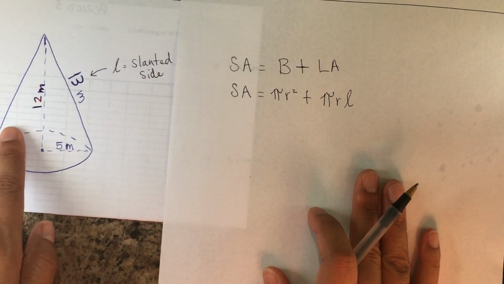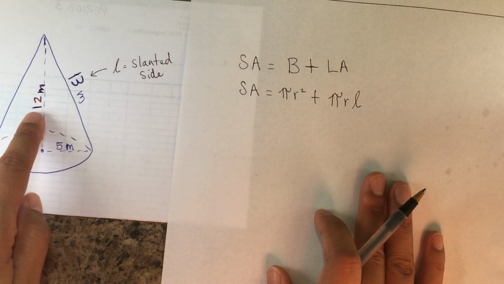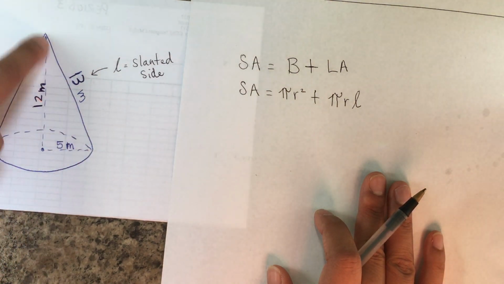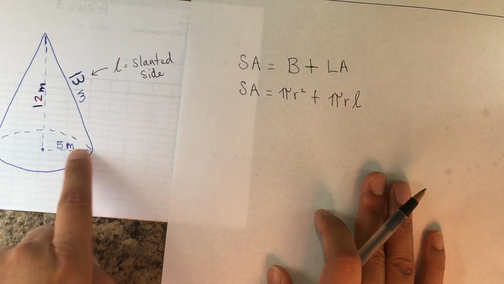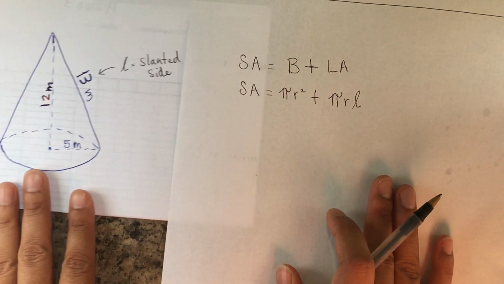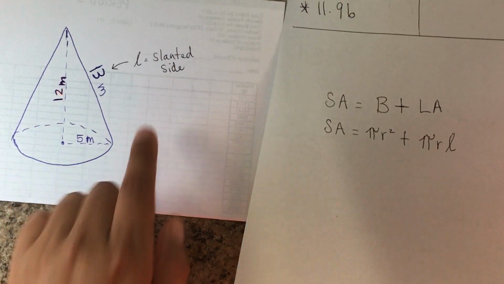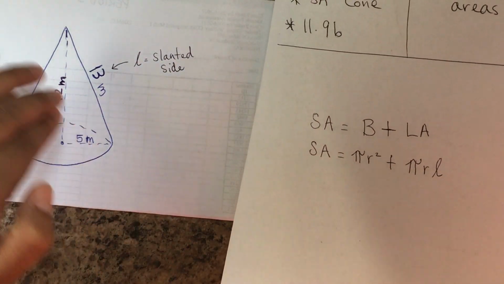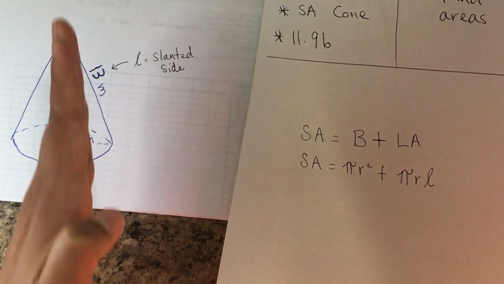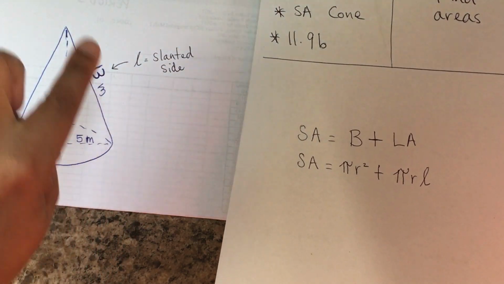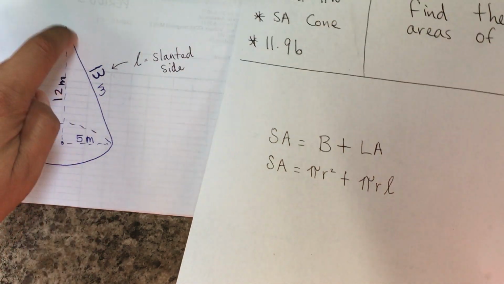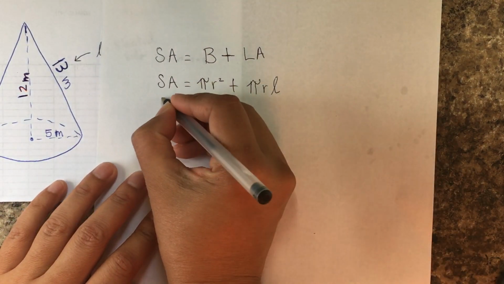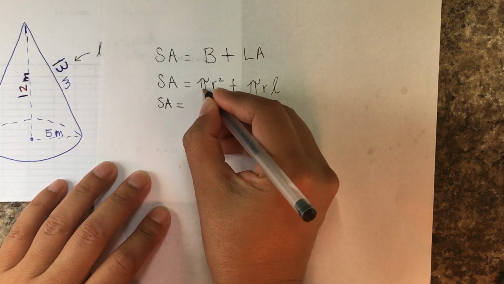And so right here, we have a cone with the height of 12 meters. The slanted side is 13 meters, and the radius of the base is 5 meters, okay? L, again, stands for slanted side. Not the straight up, not perpendicular to the base, but kind of like the outside of the teepee. Okay, now that we have that information, the surface area is equal to pi.